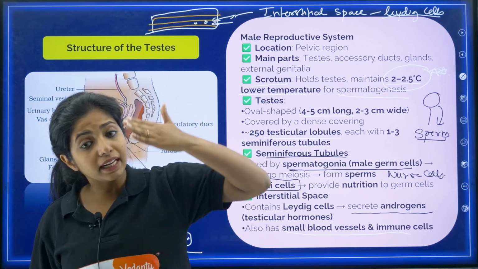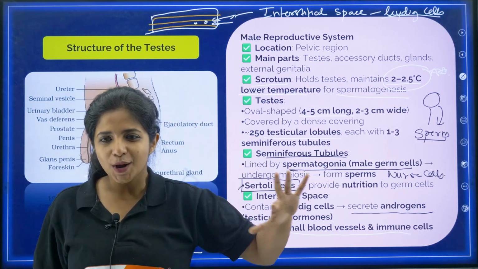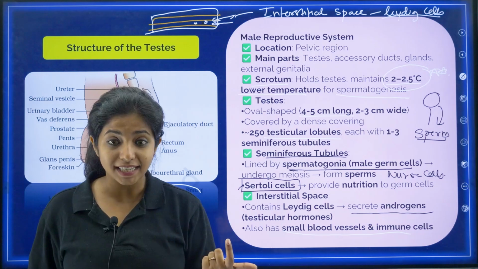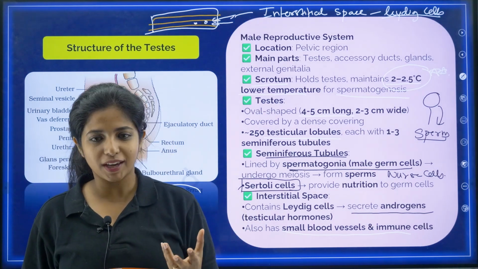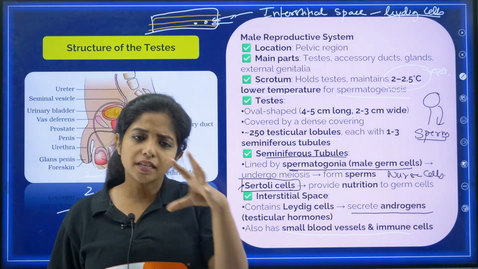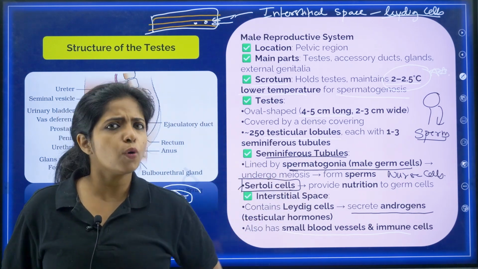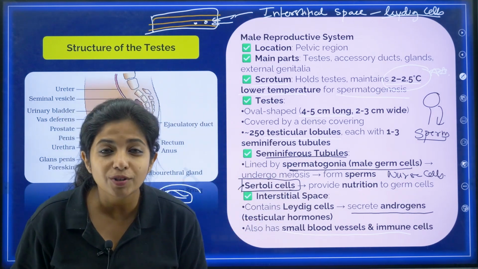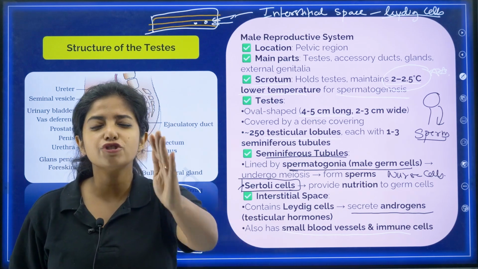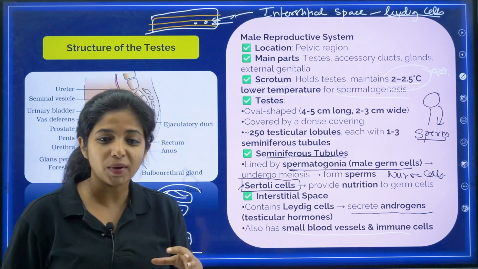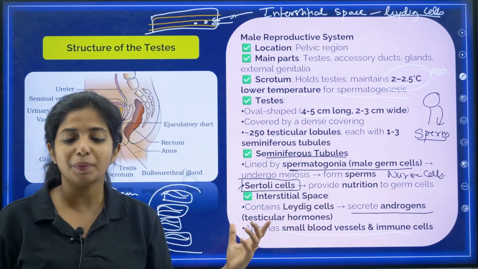Now, outside the seminiferous tubules, you have certain space. What do you call this space? You call this space the interstitial space. And the cells which are floating around there, you call them interstitial cells or Leydig cells. And what do they do? They secrete androgens, the male sex hormones. The most common male sex hormone that you all might know is testosterone. It is all released by the Leydig cells.